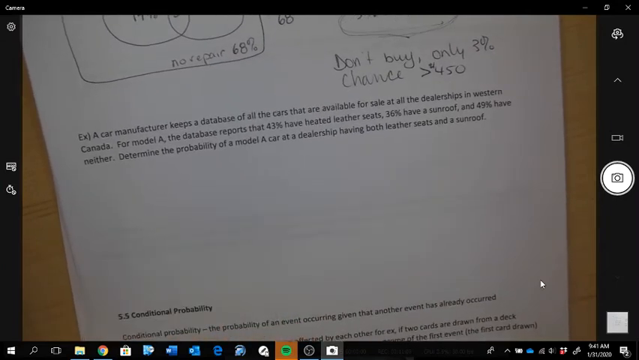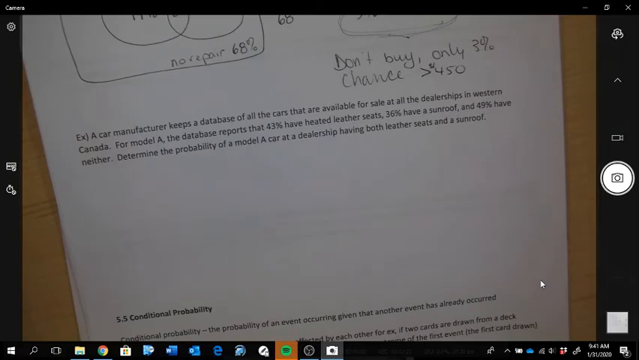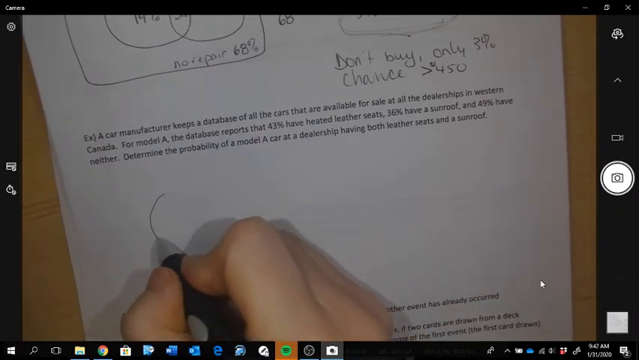Okay, last one. A car manufacturer keeps a database of all the cars that are available for sale at the dealership in Western Canada. For Model A, the database reports that 43% have heated leather seats, 36% have a sunroof, and 49% have neither. Determine the probability of a Model A car at a dealership having both leather and sunroof.